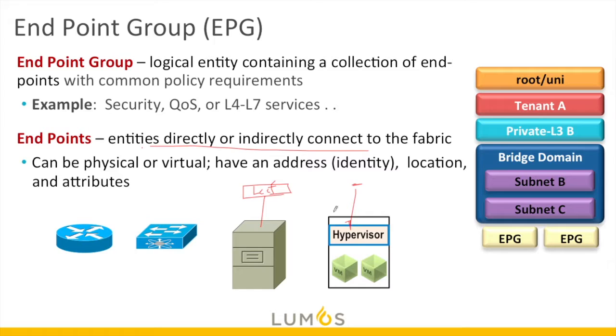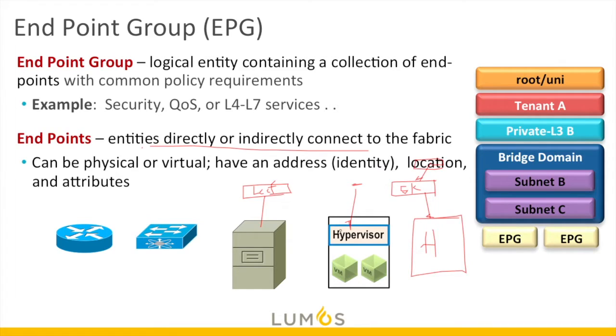We can have a hypervisor that is plugged into, say, a Nexus 5000, and that 5000 is plugged into a leaf. Often we'll see that when we're doing things like migration from a legacy architecture to the new ACI architecture. Our endpoints can be virtual, they can be physical. They have an address, an identity, a location, and attributes. So that's what our endpoints are. Typically, right now in ACI, an endpoint group is represented by a VLAN.